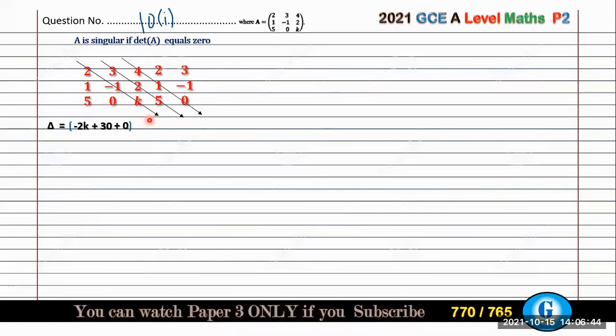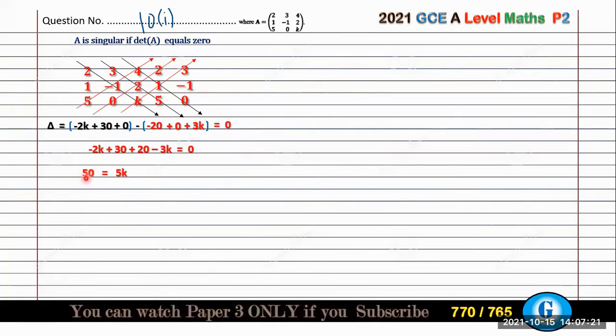So the sum of all of this, now minus, you now take the off diagonals from bottom left. You have 5 times minus 1 times 4. That gives us a minus 20, plus 0 times 2 times 2, 0, plus k times 1 times 3, which is 3k. So this is going to give us the determinant of the matrix, right? So this determinant should be equal to 0 because they said the matrix is singular, right? So this is going to give us minus 2k plus 30 plus 2k minus 3k equals 0.